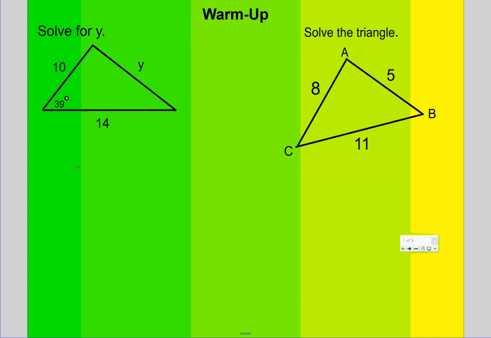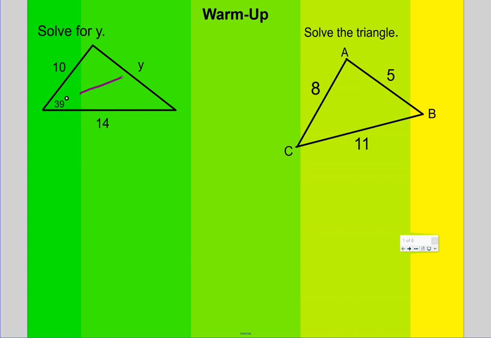Okay, first one. I want to solve for y. So we need to decide if we're going to use law of sines or law of cosines. So you want to look for pairs of opposites, remember. So do I have any pairs of opposites in that first triangle? None?